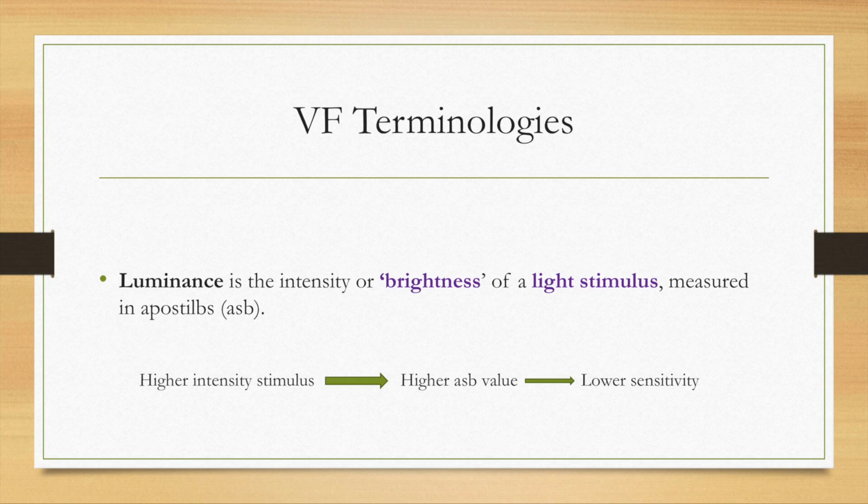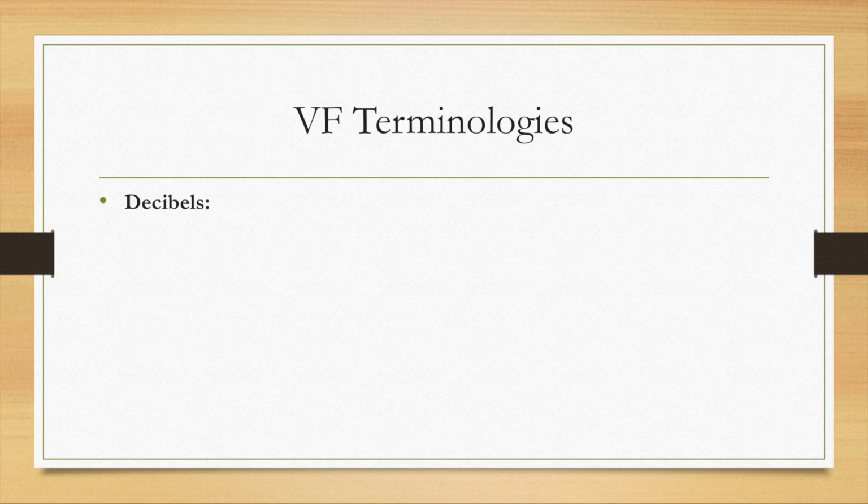To understand this, the points in the periphery of the retina have a lower sensitivity, so to stimulate these points we need a higher intensity stimulus. On the other side, at the center of the retina the sensitivity is high, so we need a lower intensity stimulus. Now the decibels. The decibels are not a true unit of luminance. We said the luminance unit is the apostilb, and luminance is the brightness of the light stimulus.